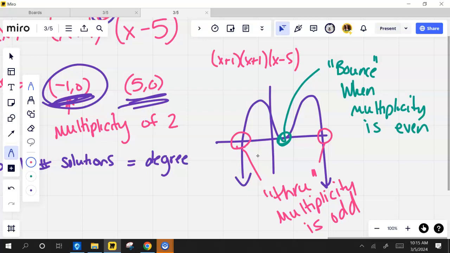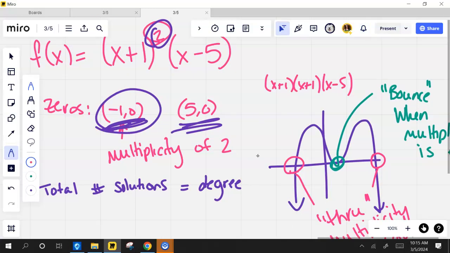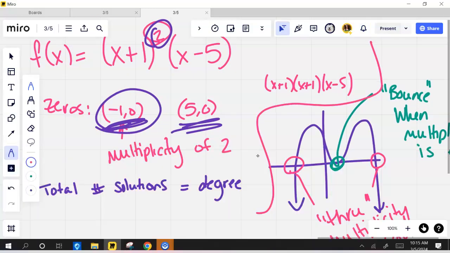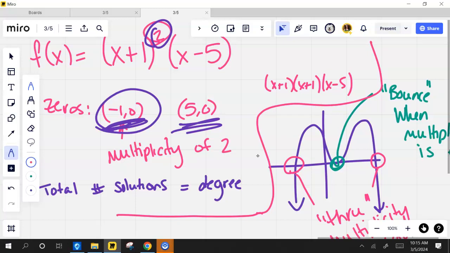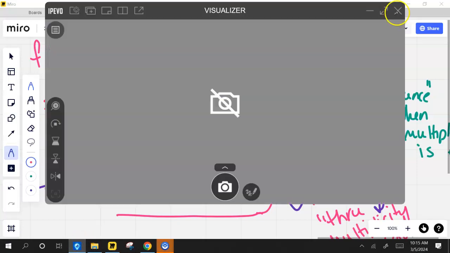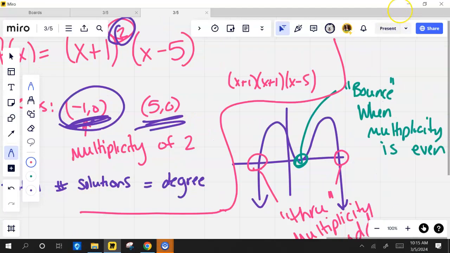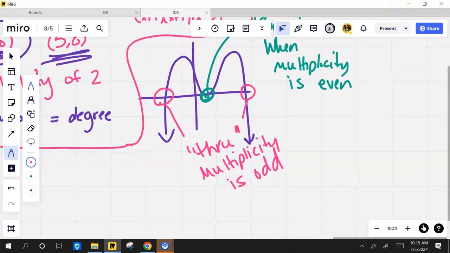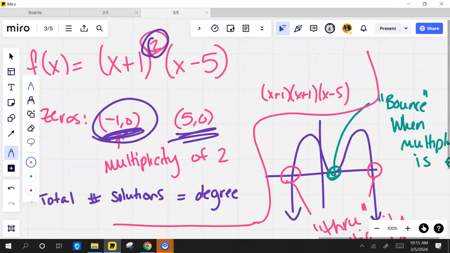All right, let me show you an example and I'll be done. This wasn't necessarily this one. I jumped off because I'm spastic. This was just a separate example. The ones circled in pink are odd multiplicity. The ones in green are even.